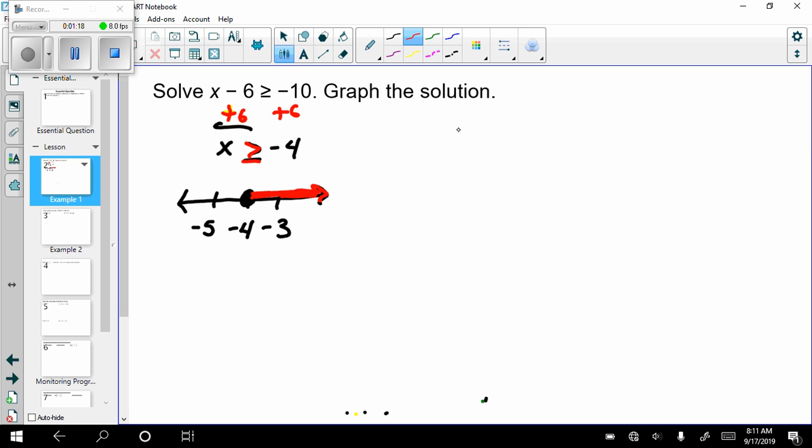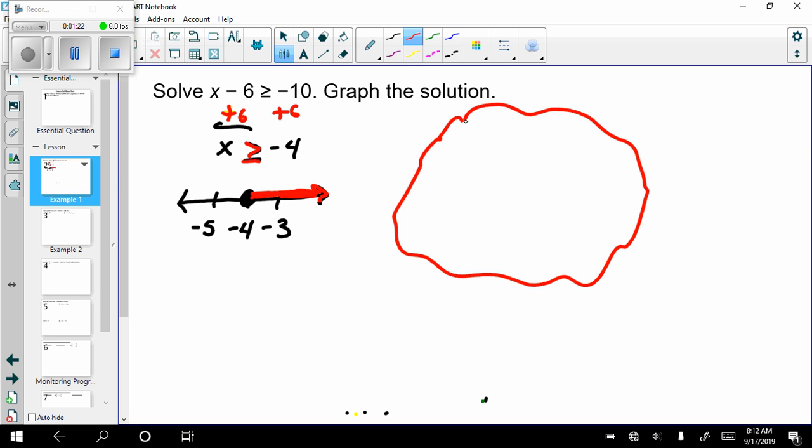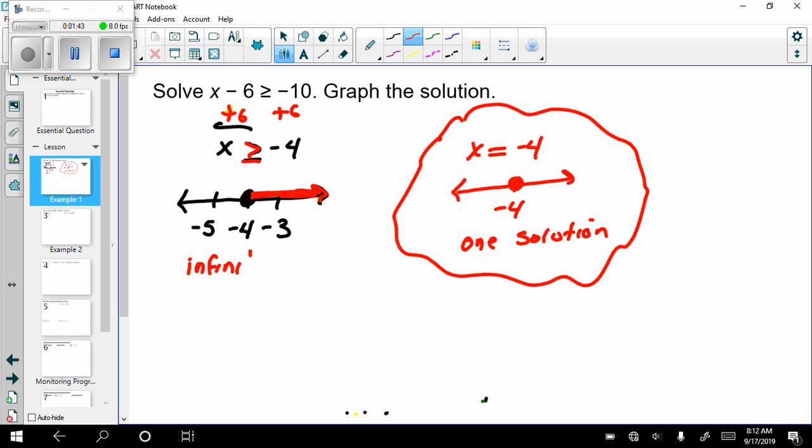I want to talk for just a minute about when we just finished our section on equations. If this solution set were x equals -4, and I were to graph this, that would end up being just a single point at -4, which is one solution. However, in our case, we have infinite solutions. And this is why.